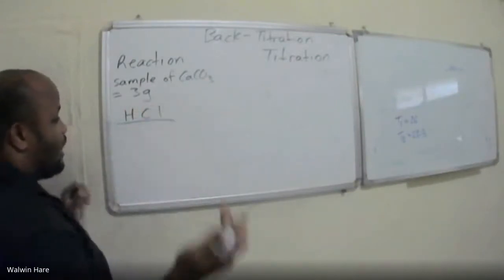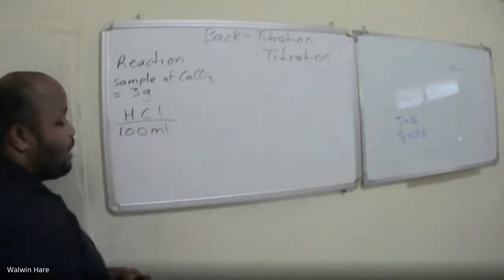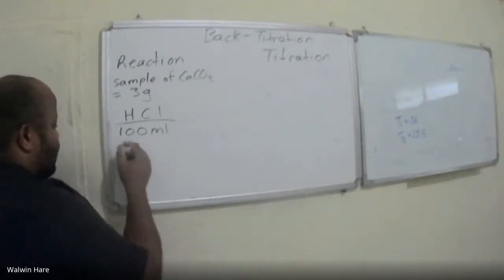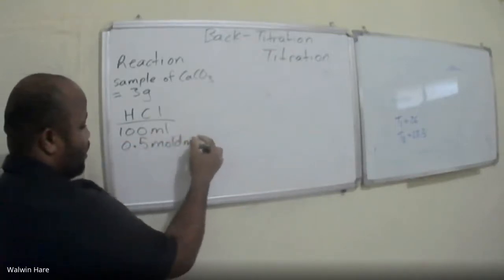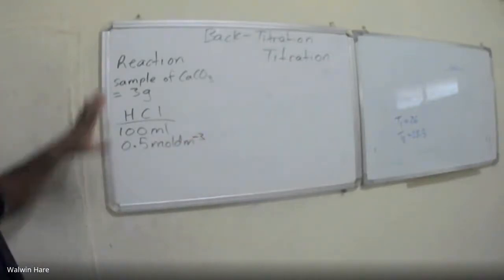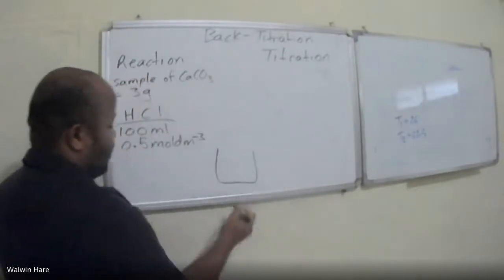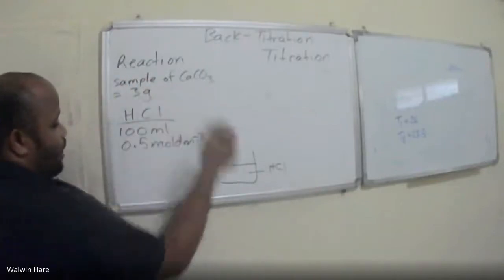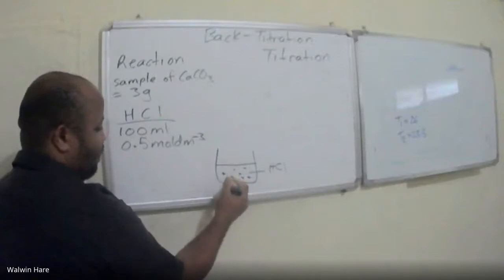And so for the excess, let us say we are using 100 milliliters of hydrochloric acid with a concentration of 0.5 moles per dm cube, right? So we would have our container with the 100 mls of hydrochloric acid, and we add the 3 grams of calcium carbonate inside of it.